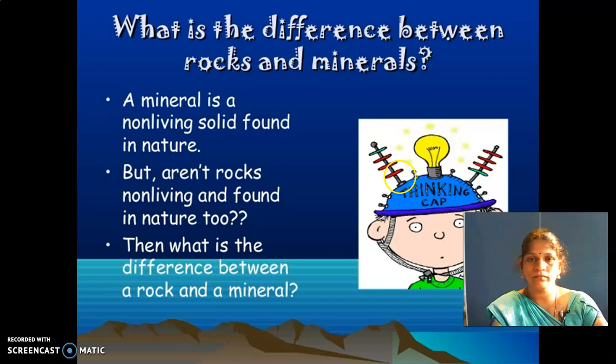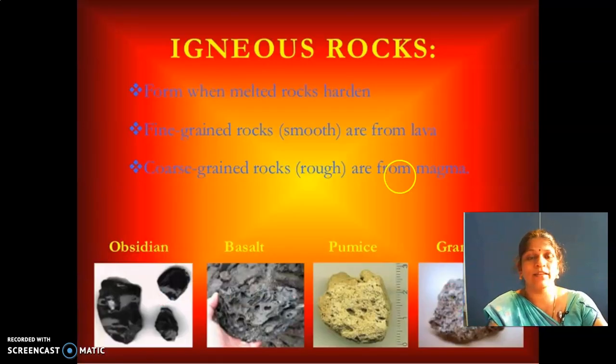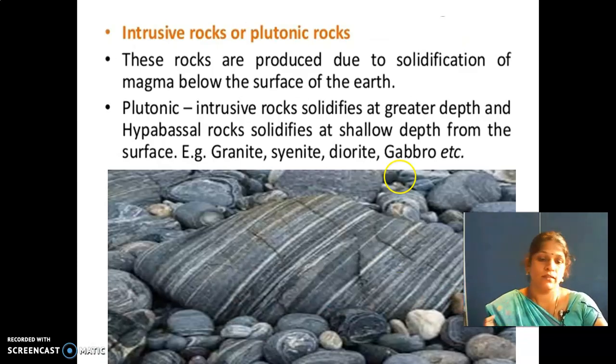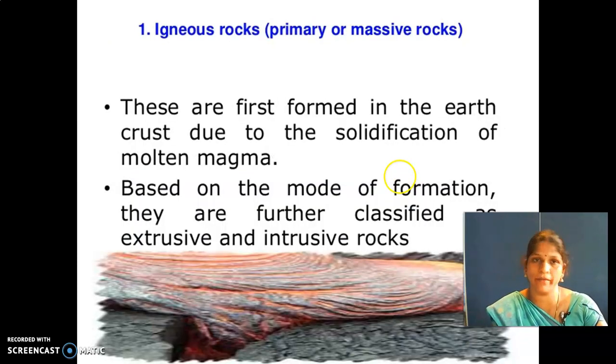Okay, children? Yes. What are the characteristics of igneous rocks? They form when melted rocks harden, and they can be fine grained or coarse grained. These rocks are also called primary or massive rocks. These rocks are first formed on the earth, so they got the name primary rocks. According to the mode of formation, they are classified into two: extrusive and intrusive rocks.